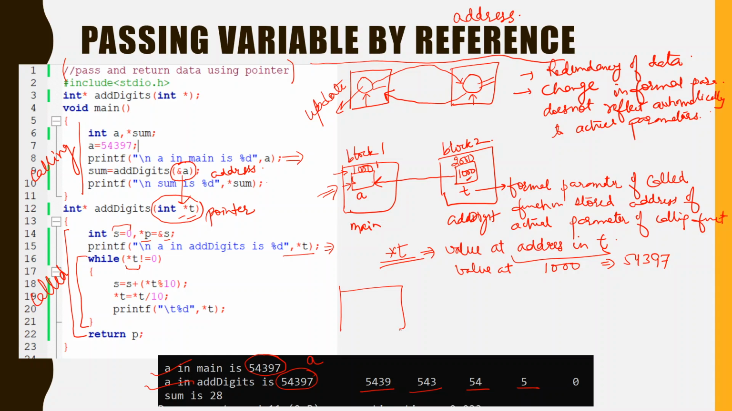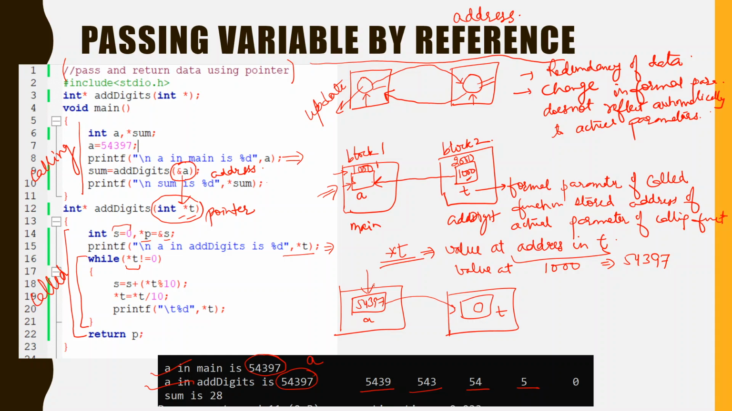Previously, in the example with the value, all the changes happened in this particular value only. What happens there is that this is 54397, and this was T here, and this was 54397, this was A here. When the values pass there, the changes happen in T only, in this particular variable: 543, then 3 is deleted, then 4 is deleted, then 5 is left, and in the end it becomes 0. So this happens with this particular variable only.